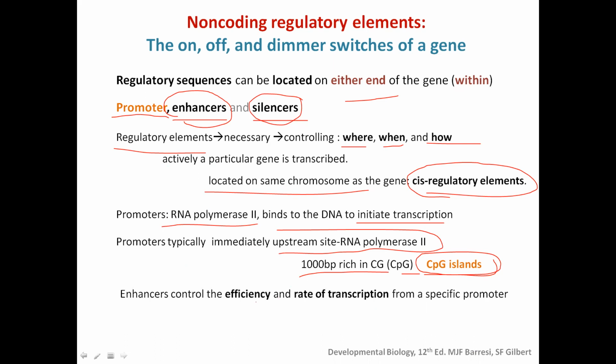Enhancers control the efficiency and the rate of transcription from a specific promoter. In contrast, the silencer or the repressor inhibits the expression or the transcription process from the promoter.